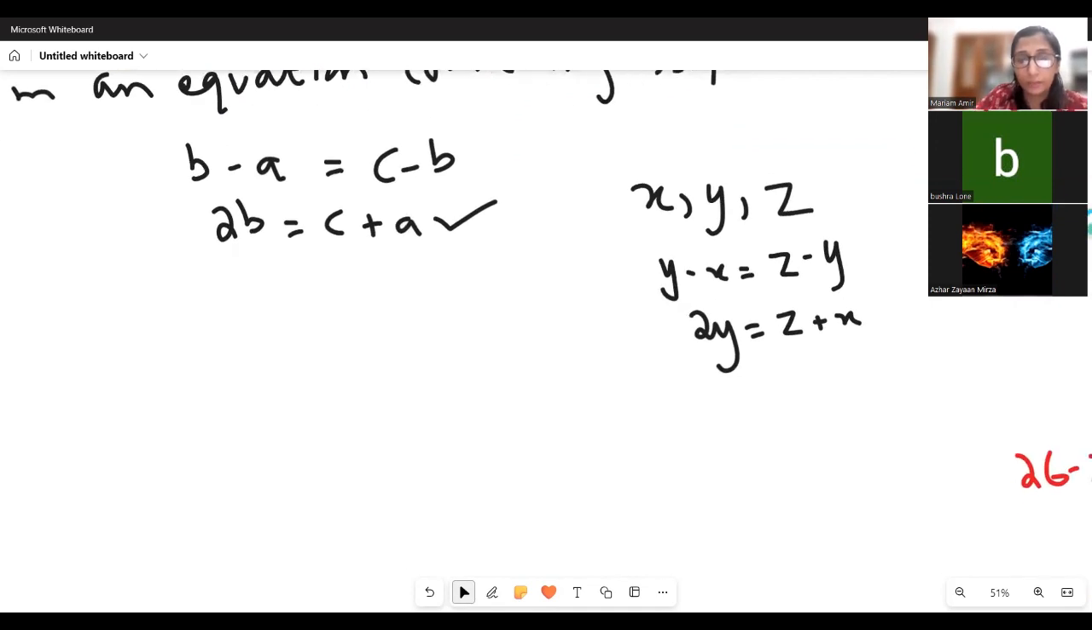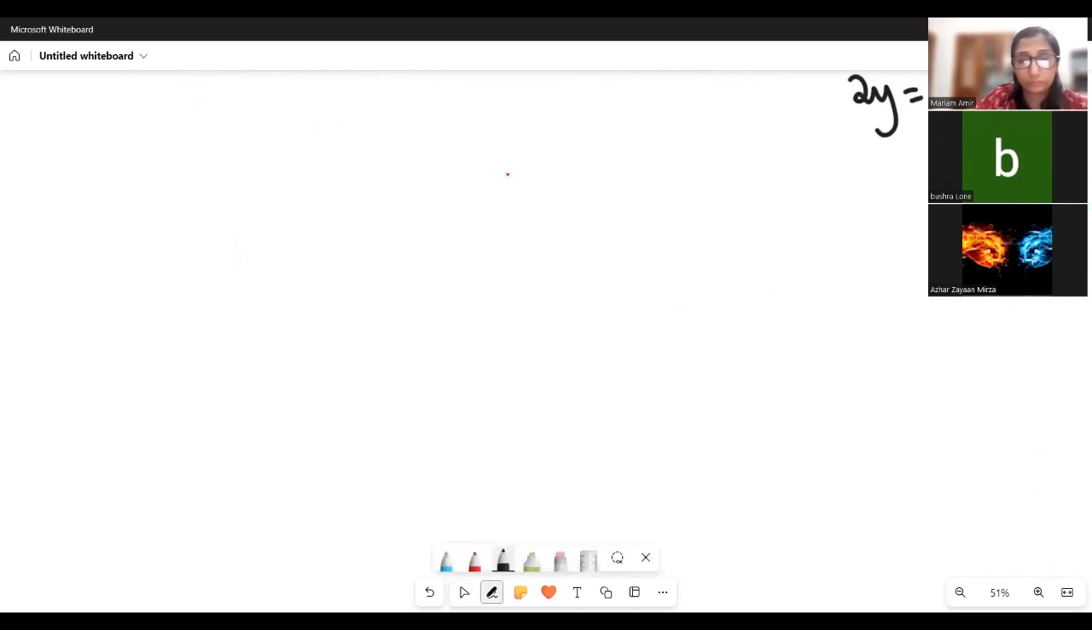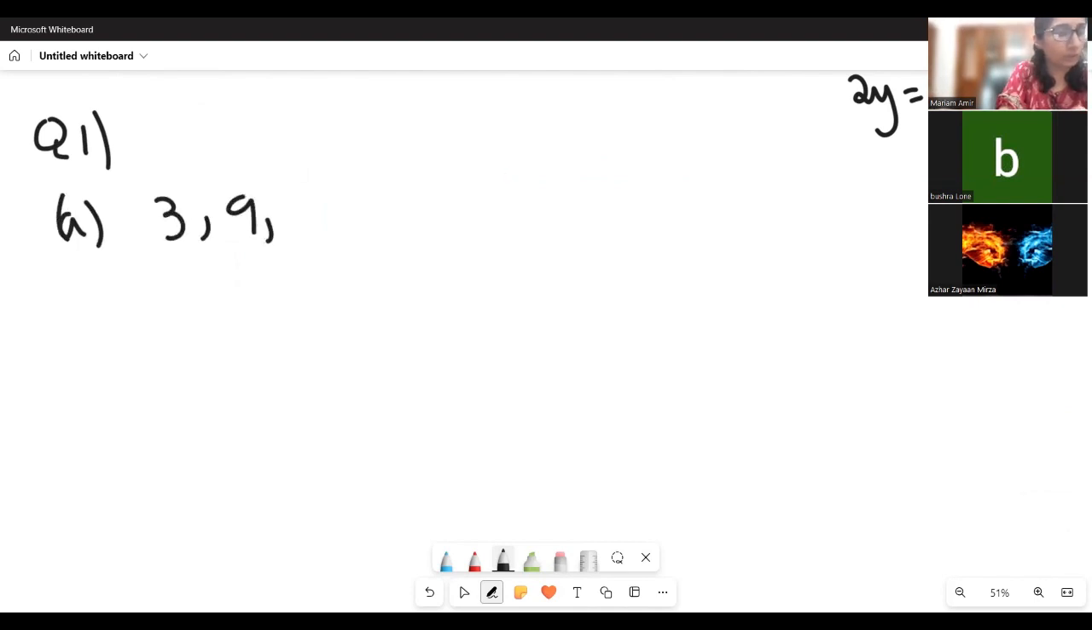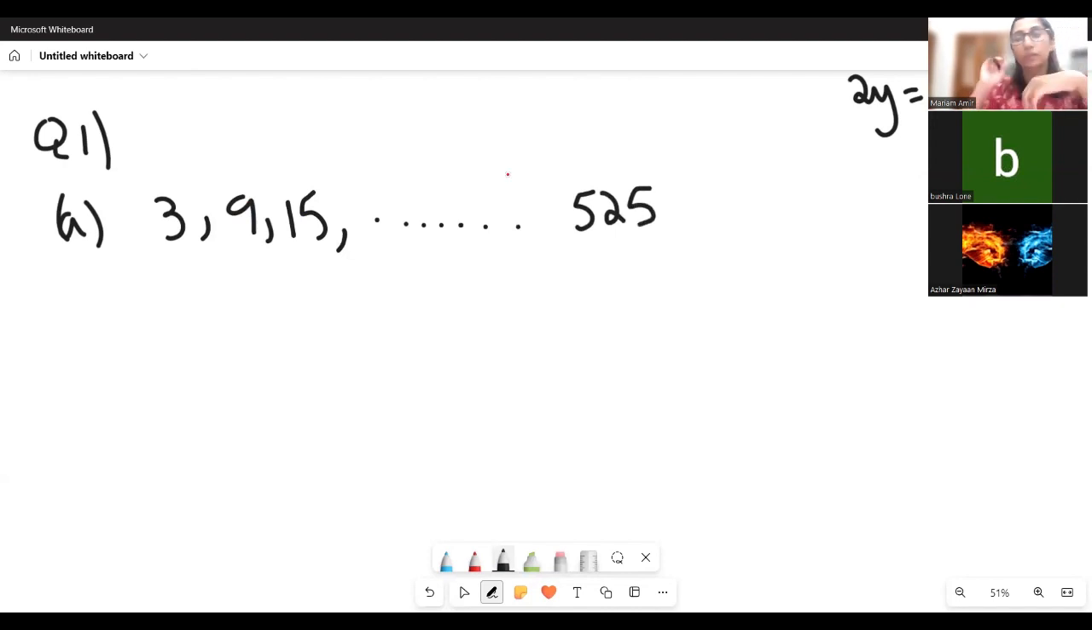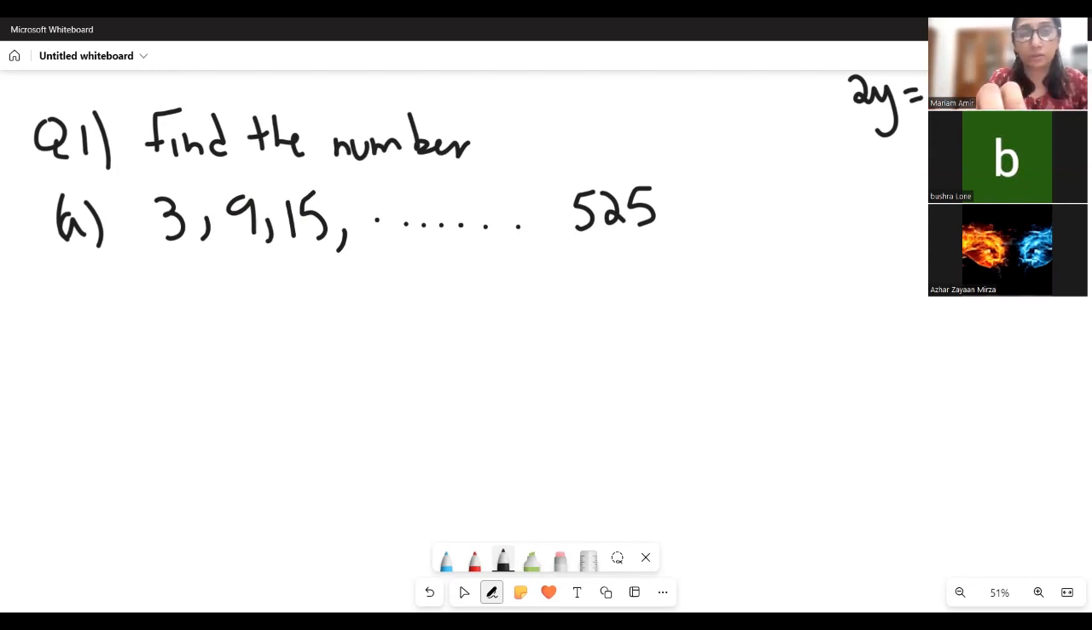Okay, I'm going to write an arithmetic progression. The arithmetic progression is question 1, part A. The arithmetic progression is 3, 9, 15, then many terms in between, and the last term is 525. Okay, that's an arithmetic progression. Starts with 3, 9, 15, some terms in between, and the last term is 525. The question is, find the number of terms. How many terms are these in total?